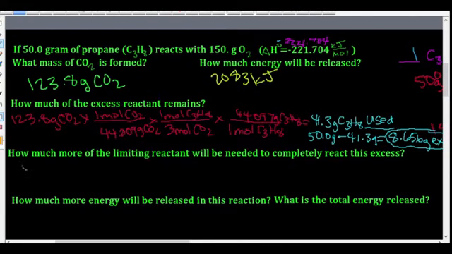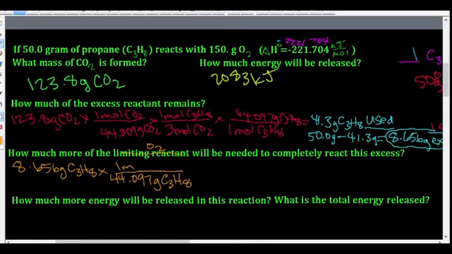Okay, so 8.656 grams of C3H8. That basically means how much more O2 will be needed to completely react this excess that we calculated right here, so we can cross that out since we know it. So this is the excess, 44.097 grams of C3H8 in 1 mole of C3H8.